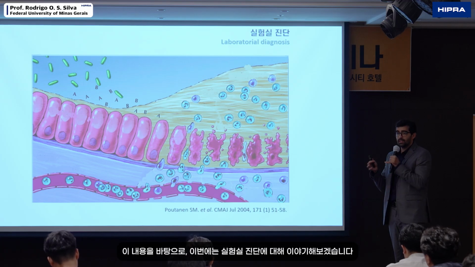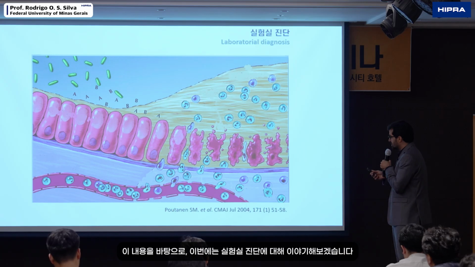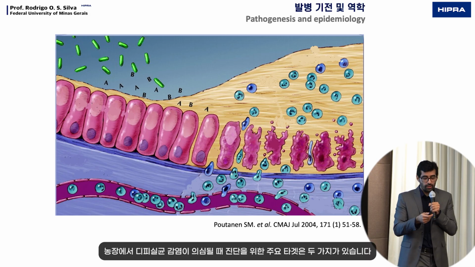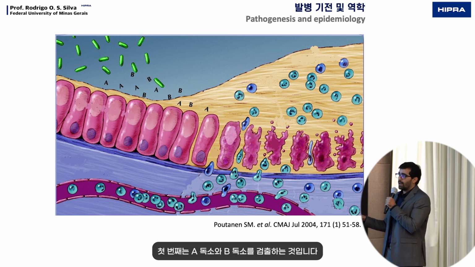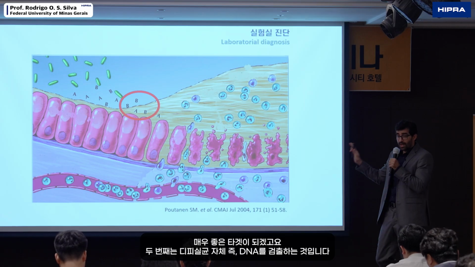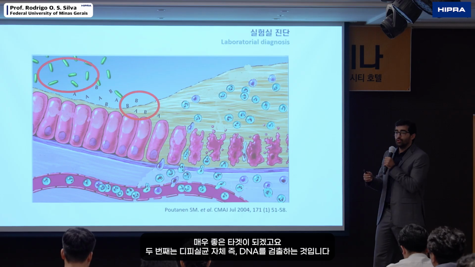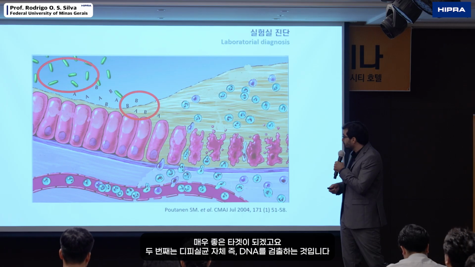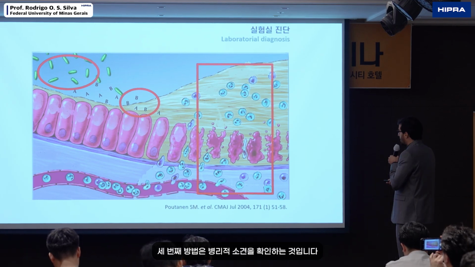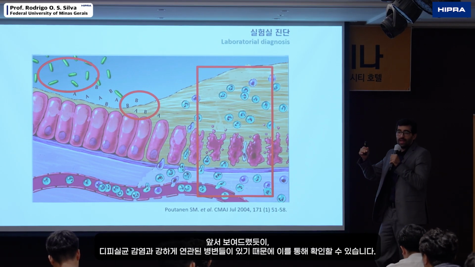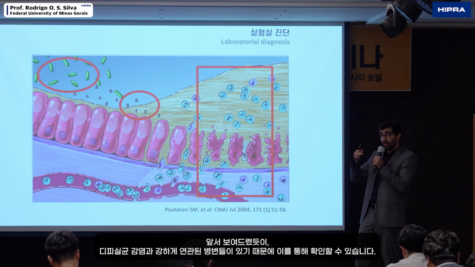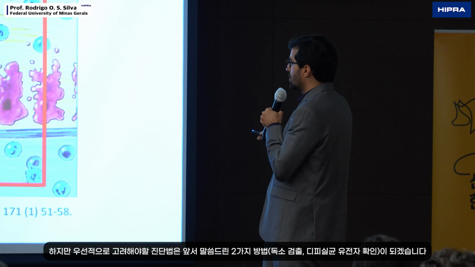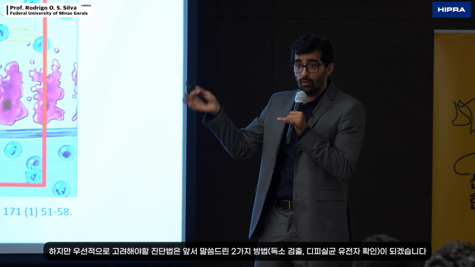So we can discuss a bit about the laboratory diagnosis of Clostridium difficile infection. We have two main targets to diagnose Clostridium difficile infection. The first one is to detect A and B toxins. That's a very good target. And the second target we can use is to detect Clostridium difficile itself or its DNA. A third option is to perform histopathology analysis. As I showed, we have some lesions that are strongly associated with Clostridium difficile infection. But first, these two should be considered the main options.